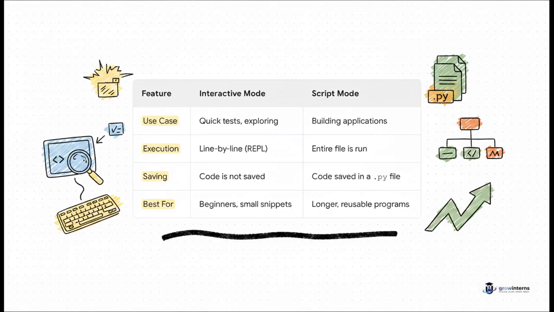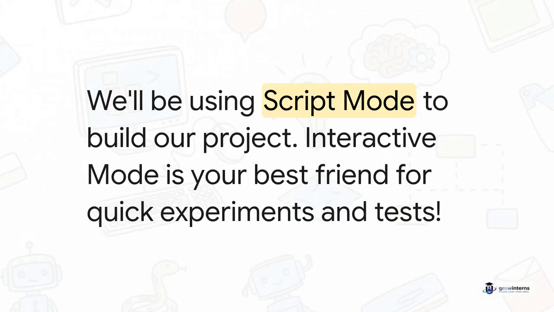On the other side, we have script mode. This is where you're building an actual application. You write all your code in a .py file, save it, and then run the whole thing at once. Now, for the chatbot we're about to build, we're definitely going to be using script mode. Why? Because we want to create something we can save, come back to, and run over and over. But don't forget about interactive mode. It's your best friend when you just want to quickly test a single idea without creating a whole file.